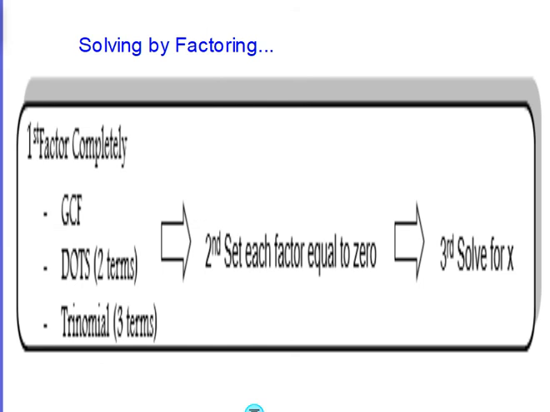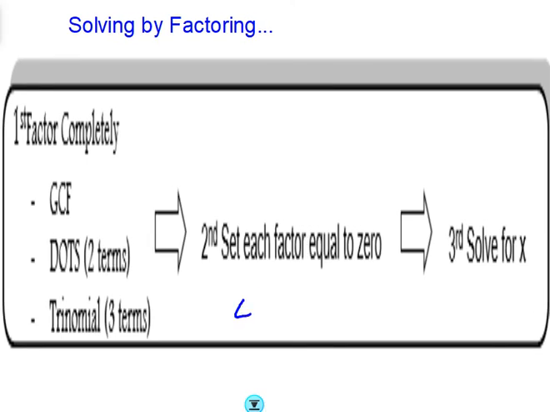We're going to look at solving quadratic equations by factoring. So we have the following 3 steps. The first thing you want to do is factor completely. This might include factoring out a greatest common factor, the difference of 2 squares, or factoring a trinomial. Then we're going to set each factor equal to 0. And finally we're going to solve, and then step 4 is we're going to check our answers.